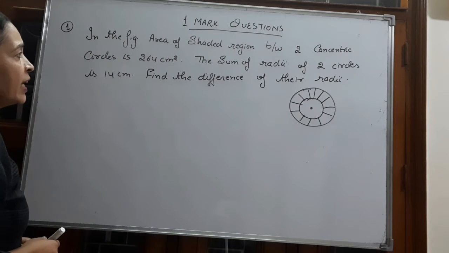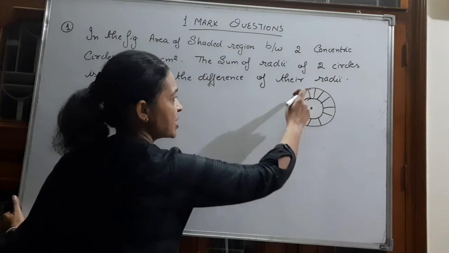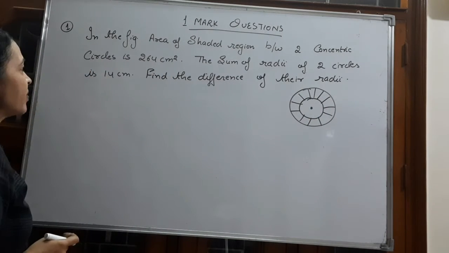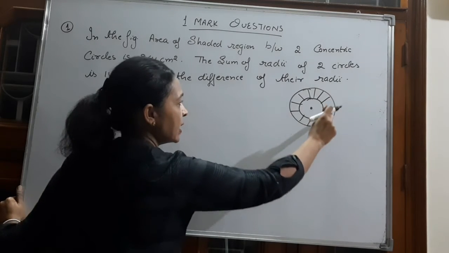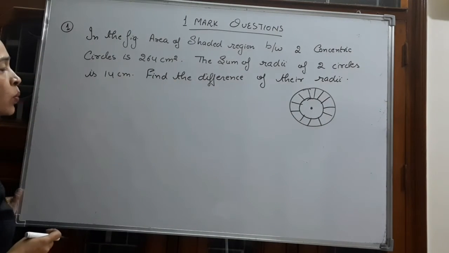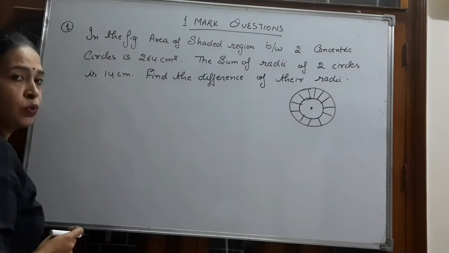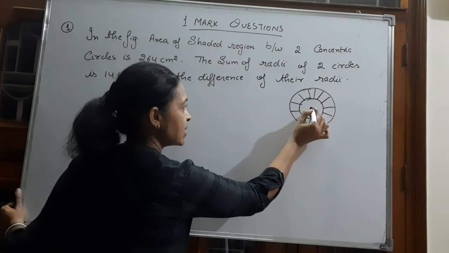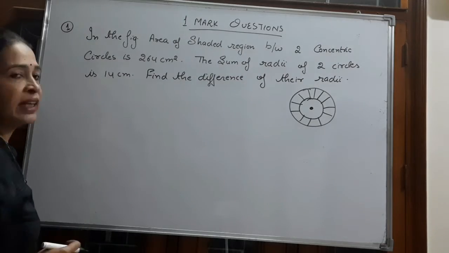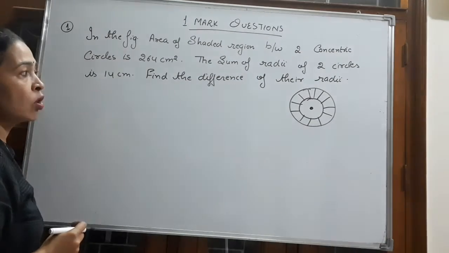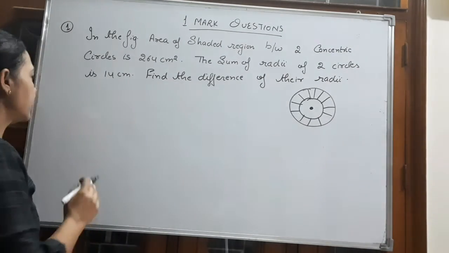In the figure, the area of the shaded region of two concentric circles is 264 centimeters square. The sum of the radii of the two circles is 14 centimeters. We have to find the difference of their radii.